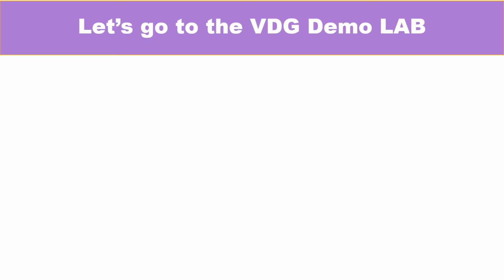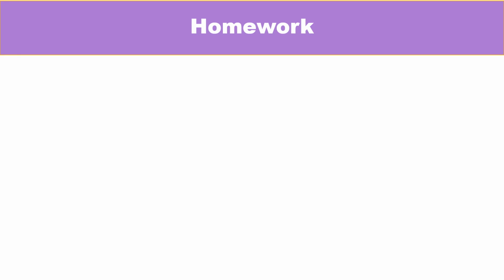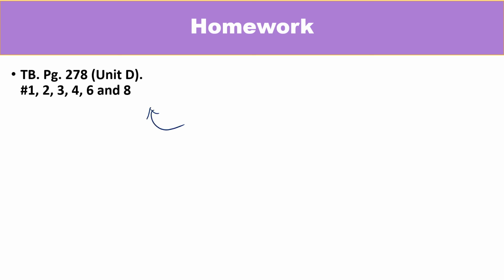Like I said, we cannot do the demonstration, so today we are going to conclude our lesson at this point. The homework will be solving textbook page 278, Unit D, questions 1, 2, 3, 4, 6, 8. When it comes to Unit D, I don't know when we'll have our first week of Unit D specifically, but we're going to have an exit slip in the future, and I'll pick one or two of these questions as exit slip questions.